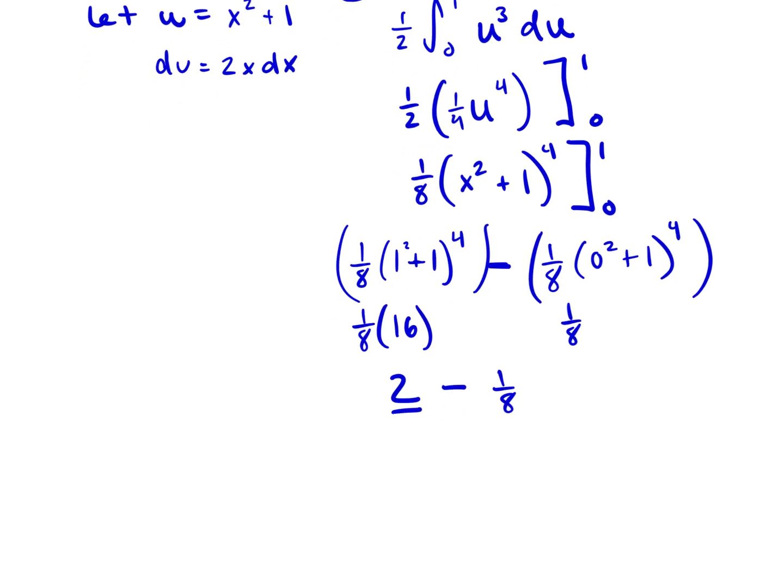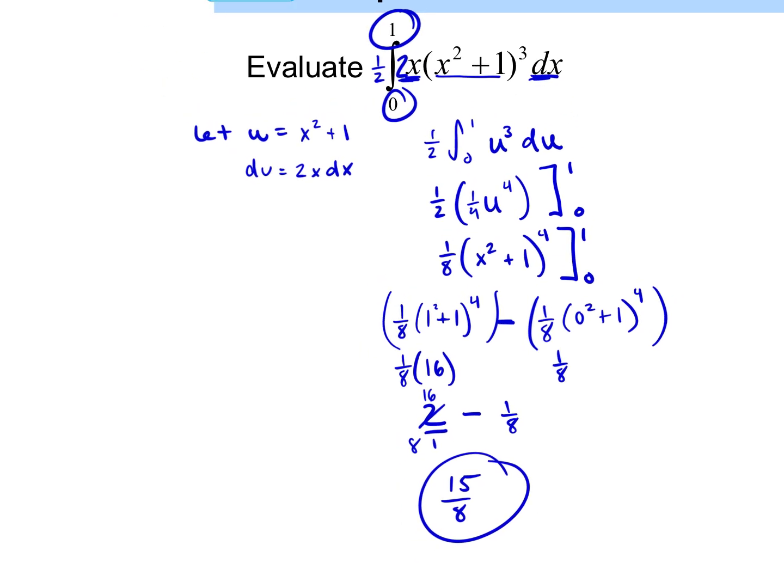We need a common denominator. So I'm going to make 2 16 over 8. So this would turn into 15 over 8. So that would be our answer.